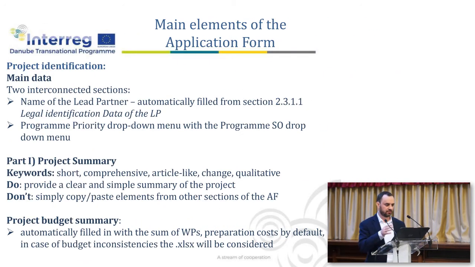Okay, I will not insist on this main data part, because this is the very short part at the beginning, but you will see, for example, that the name of the lead partner is automatically imported from the section where you actually fill in all the data about the lead applicant. And you will see, for example, that if you select priority area 1, then you have only two options, which are specific objective 1.1 or specific objective 1.2. So we try to guide you a bit with the way we built this application form.